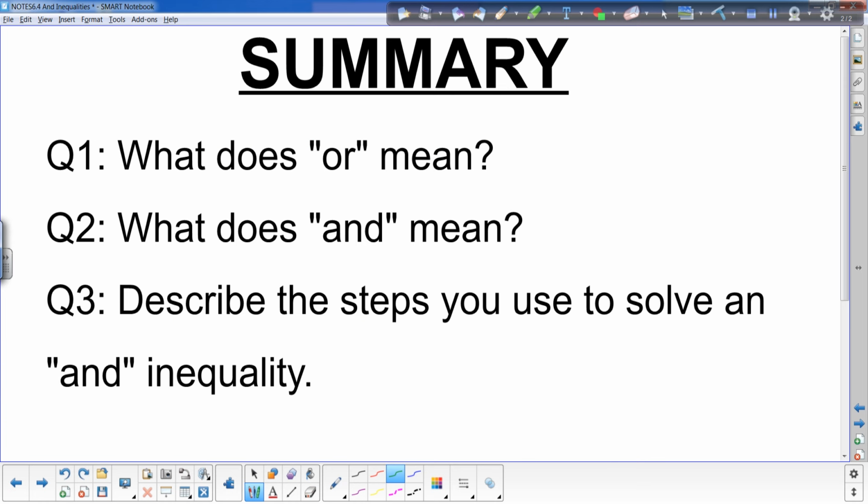Alright, here's your summary video. A couple questions I want you to answer. You can write them down in a journal. You can write them down somewhere on this sheet of paper. You can write them down anywhere you want. But do think about these because we're going to talk about them in class. What does "or" mean? What does "and" mean? And then describe the steps that you would use to solve an "and" inequality. So if you had to teach somebody how to do this, what steps would you give them? And then tomorrow in class, we will talk about those.